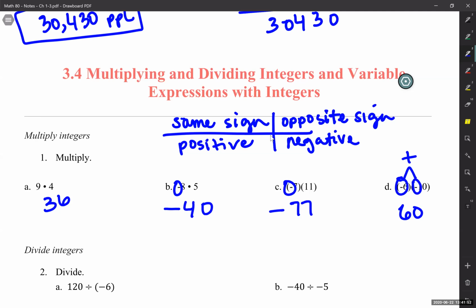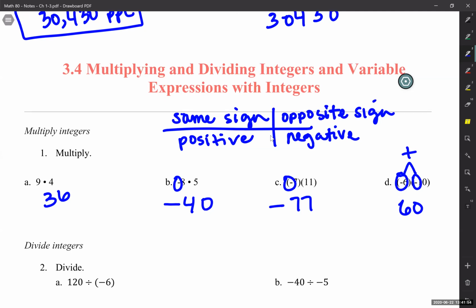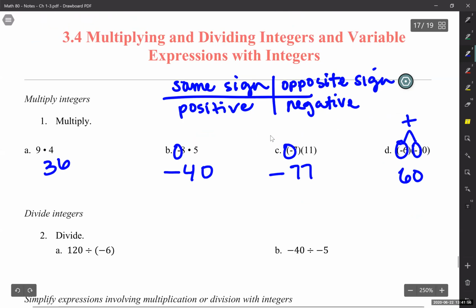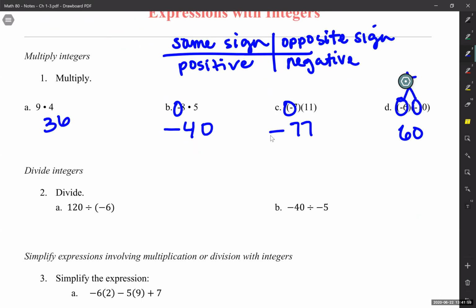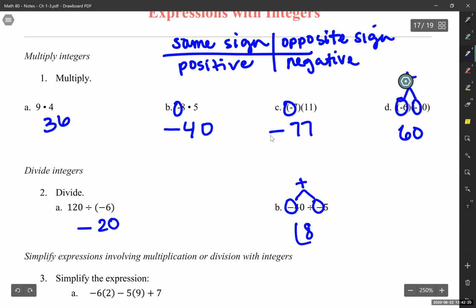Same thing with dividing. With dividing, the same sign is positive and the opposite sign is negative. So here we have a positive and a negative, so the answer is going to be negative. 6 goes into 120 20 times, so we get negative 20 as our answer. This one, even though it's division, it's the same rules. 2 negatives will make a positive because it's the same sign. So negative 40 divided by negative 5 is 8.